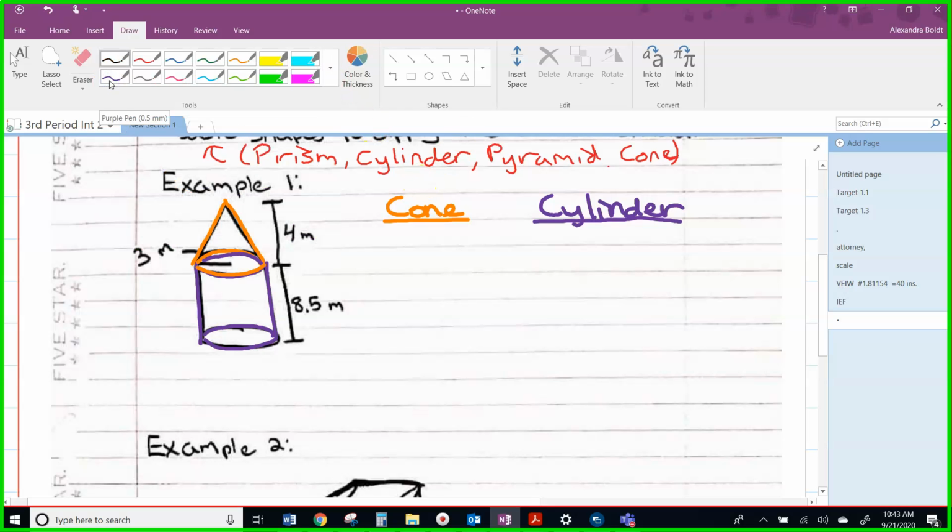So what we're going to do again is find the volume of these two shapes completely separately. We're going to think that they have nothing to do with each other. So our cone, first we're going to write down our volume formula. The volume of a cone is volume equals 1/3 pi r squared times height.